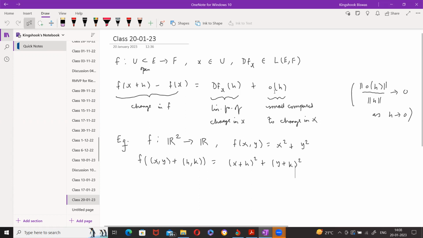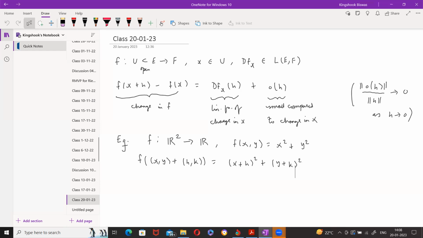What little o of h means, this is an element of the vector space F. To say this is little o of h means that the norm of this term, little o of h, divided by norm h, tends to 0 as h tends to 0. So the change in f is a linear function of the change in x plus an error term which is small compared to the change in x. This is the definition of the derivative.